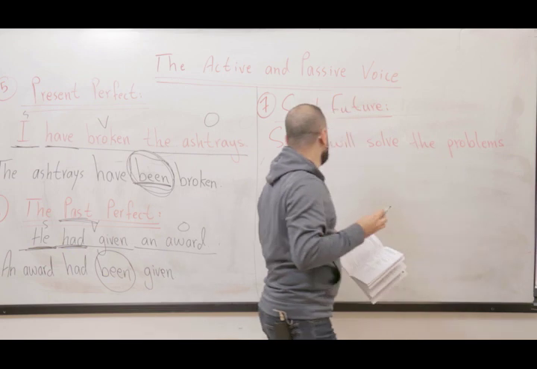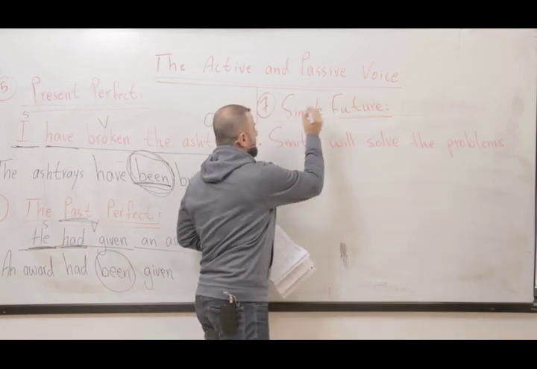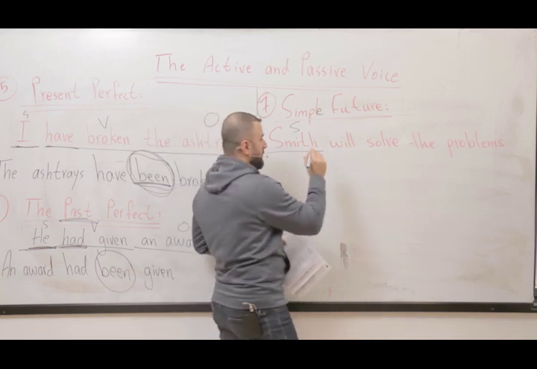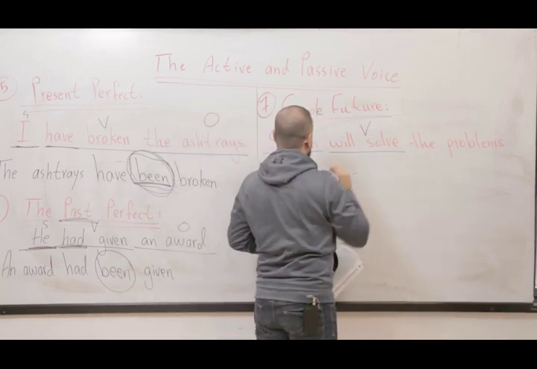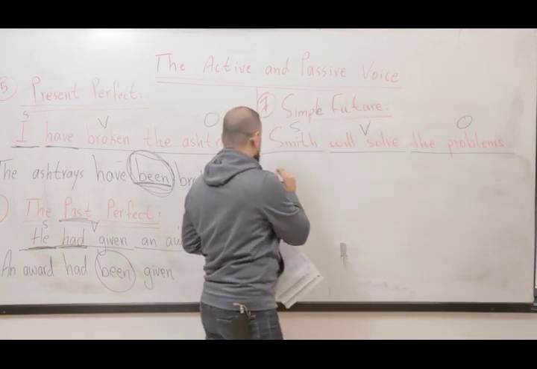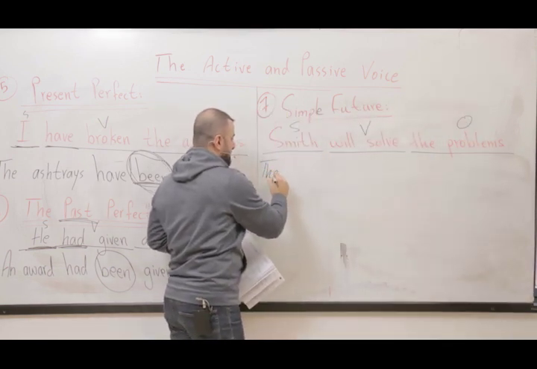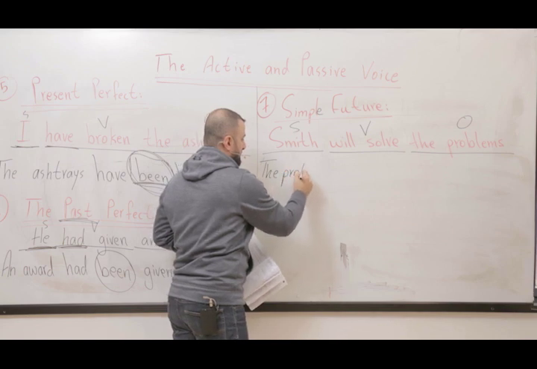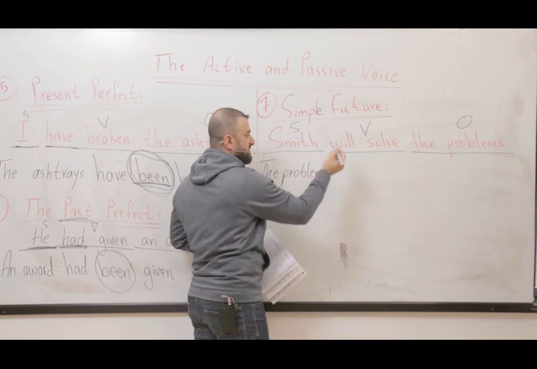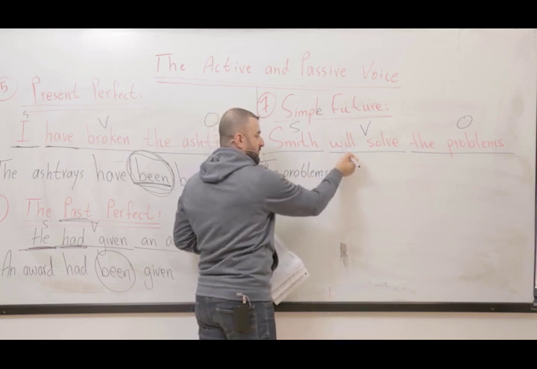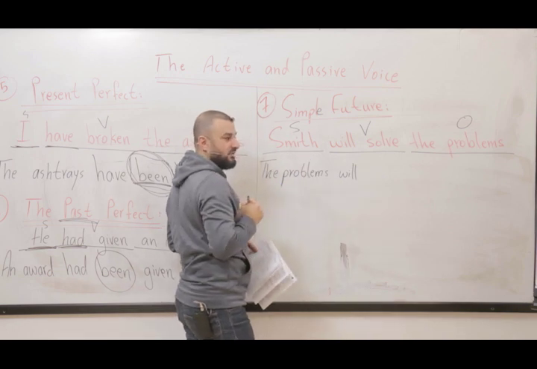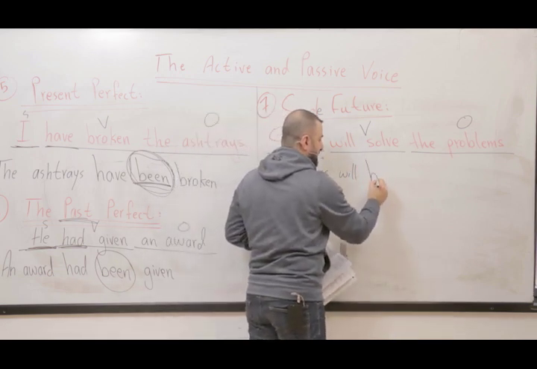First of all, simple future. Underline the subject of the sentence. Will solve is the verb. The problems is the object. You have to put first the problems here. So in the simple future sentence, because we have will here, you have to print it here. Will. The problems will. You have to add also be.